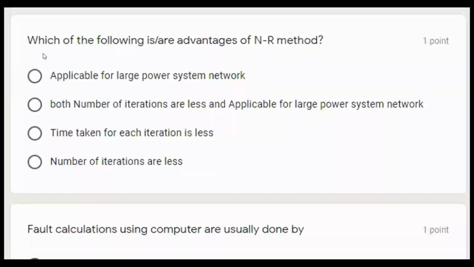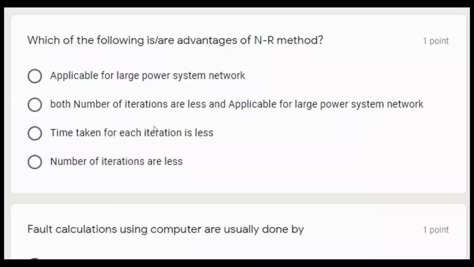12th question. Which of the following is the advantage of the Newton-Raphson method? Applicable for large power system network. This is the correct one. Both the number of iterations are less and it is applicable for large networks. The number of iterations is less compared to the Gauss-Seidel method, and it is applicable for large power system networks. Time taken for this iteration is less.